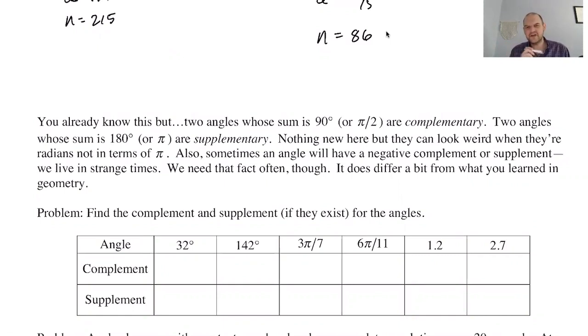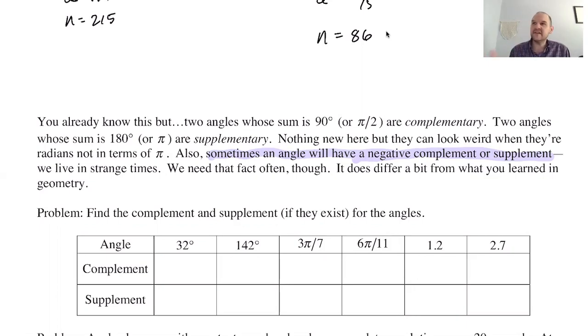And now we're going to talk about complementary and supplementary angles. So there's going to be a weird little twist to this that maybe you didn't encounter in geometry. The twist is that sometimes an angle will have a negative complement or supplement, and we're okay with that because what we're interested in is the sum of the two things. We don't so much care what the two things are.